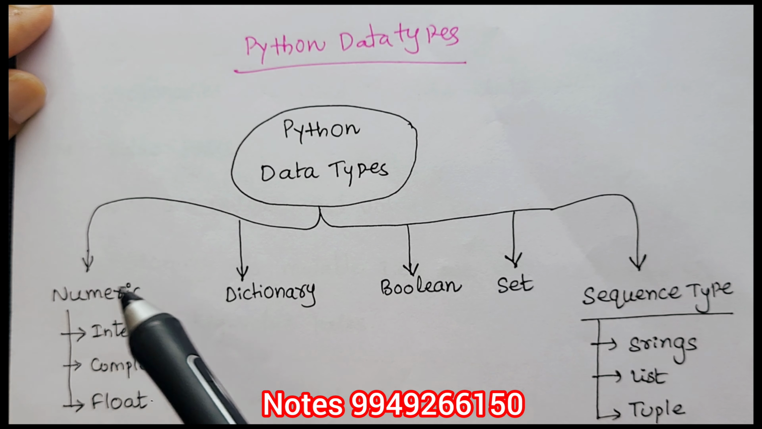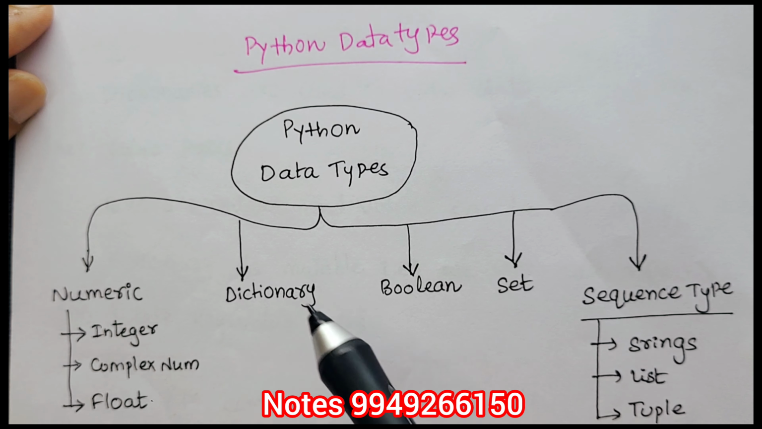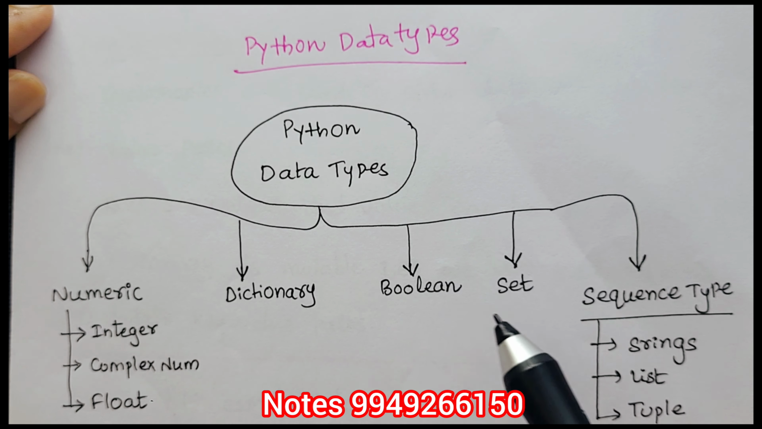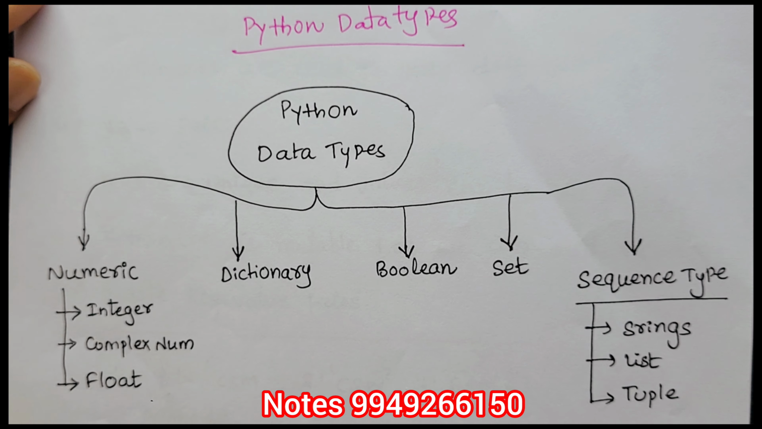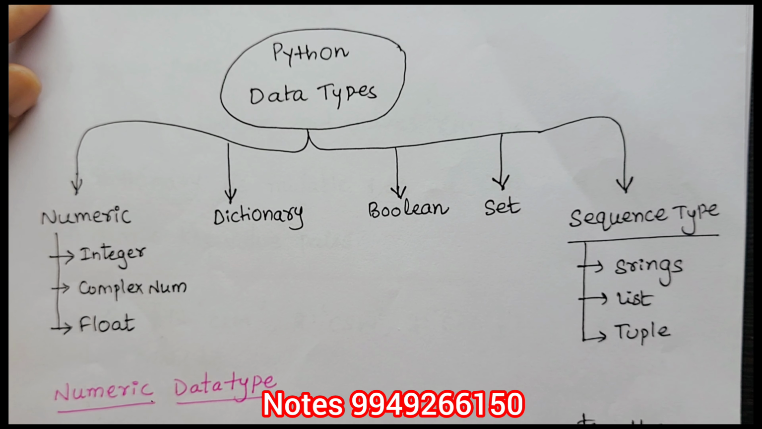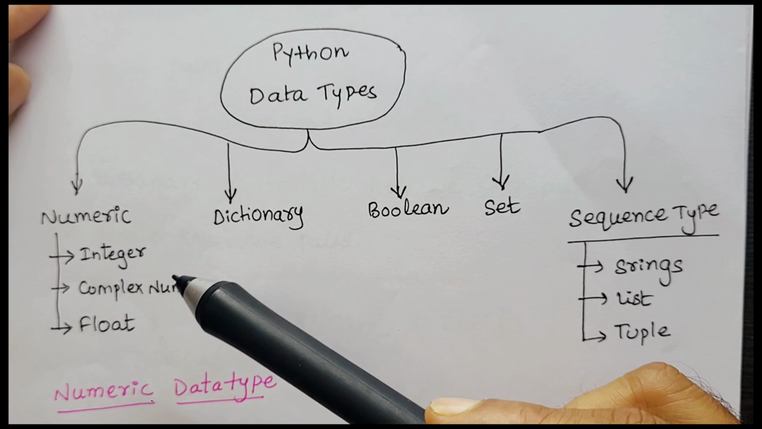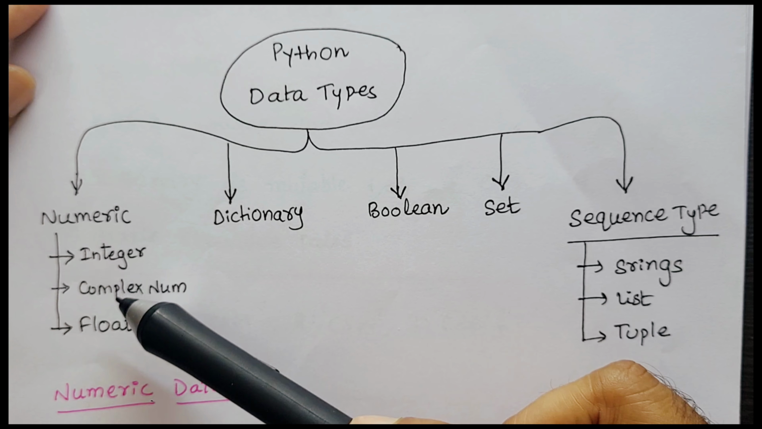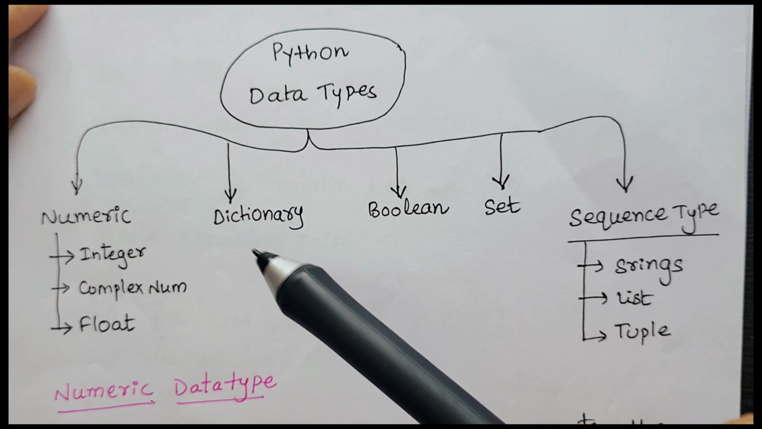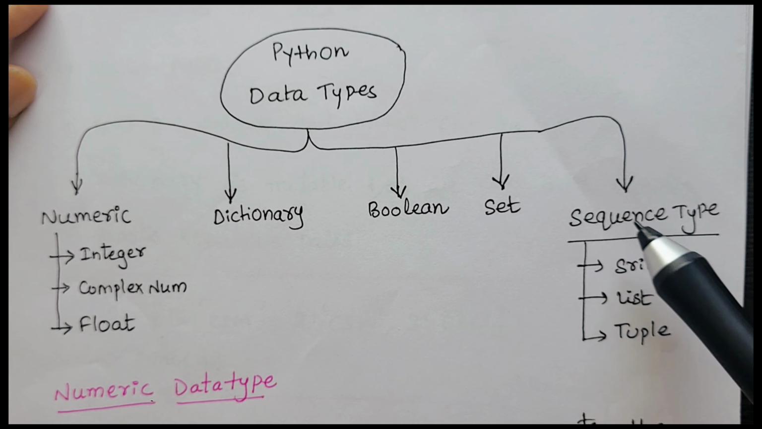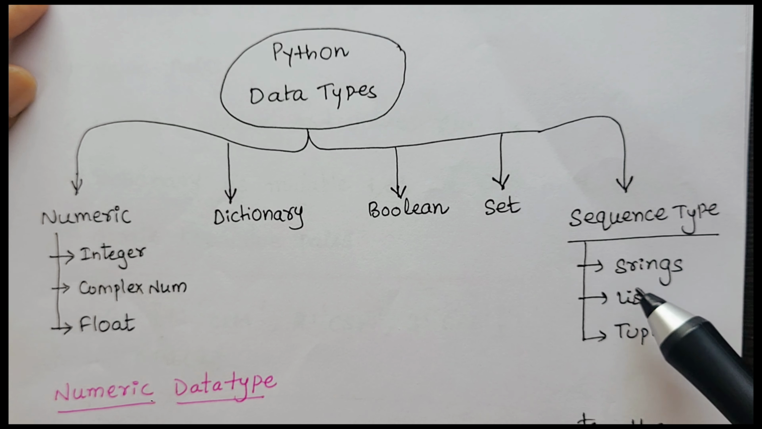First one is the numeric, second one is the dictionary, third one is the boolean, fourth one is the set, and fifth one is the sequence type. In the numeric we have three types: integer, complex, and float. Second one is the dictionary, boolean, set. Again, the sequence type is divided into three types: string, list, and tuple.